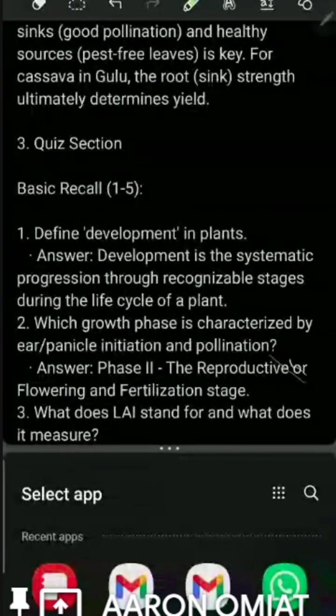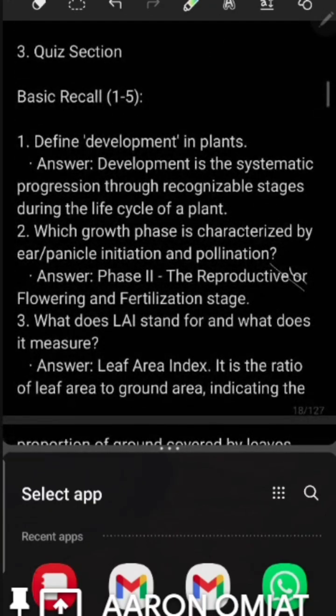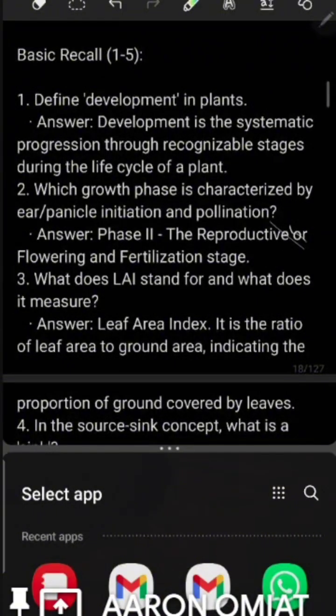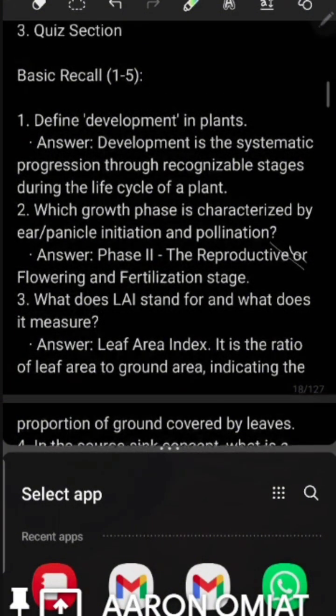So LAI is the leaf area index, and it measures the light interception potential of a plant. By how much of the light do the plants capture? Leaf area index is the ratio of leaf area to ground area, indicating the proportion of ground covered by leaves.